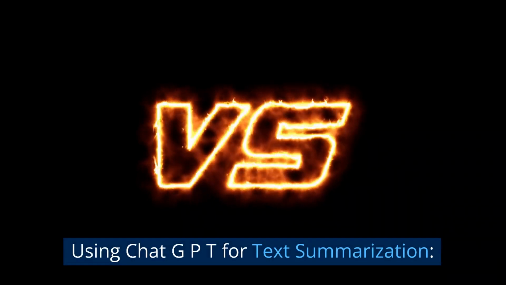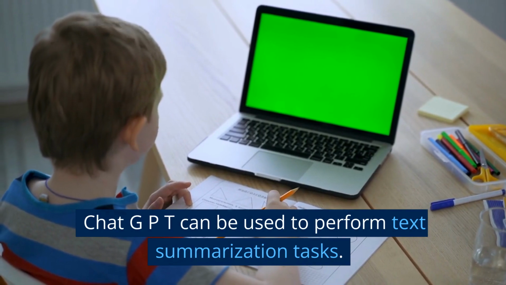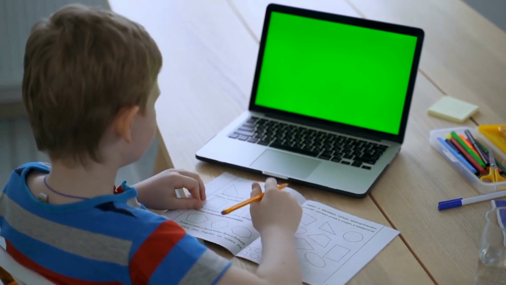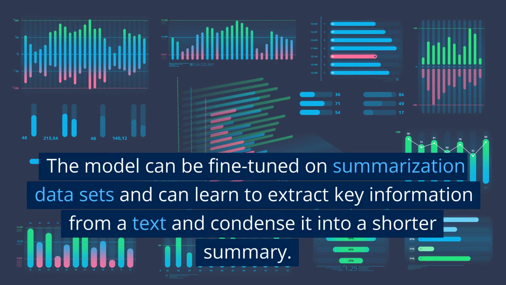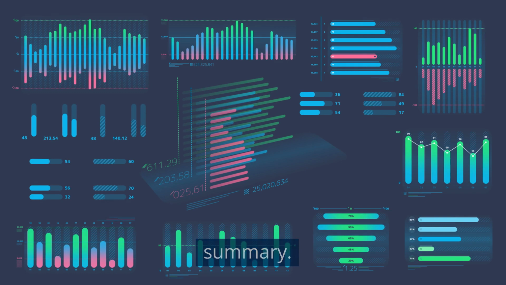Using ChatGPT for text summarization. ChatGPT can be used to perform text summarization tasks. The model can be fine-tuned on summarization datasets and can learn to extract key information from a text and condense it into a shorter summary.